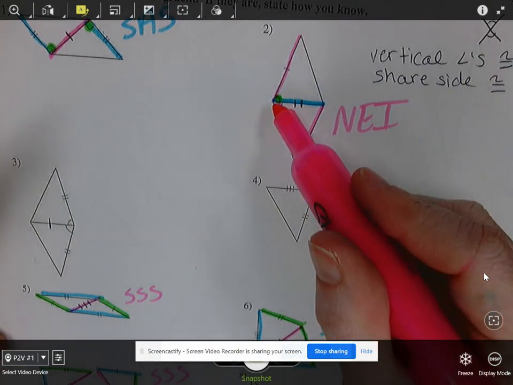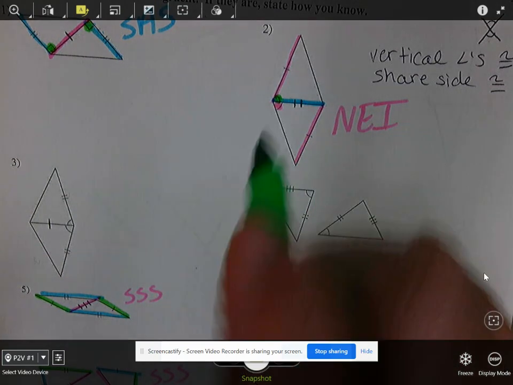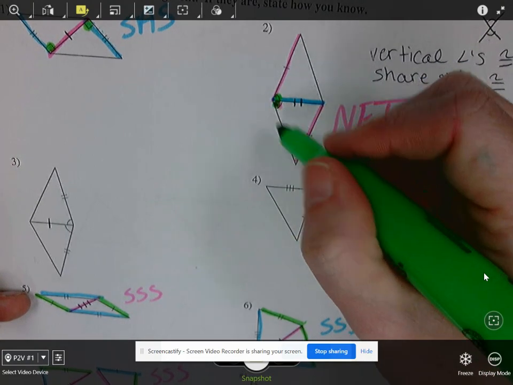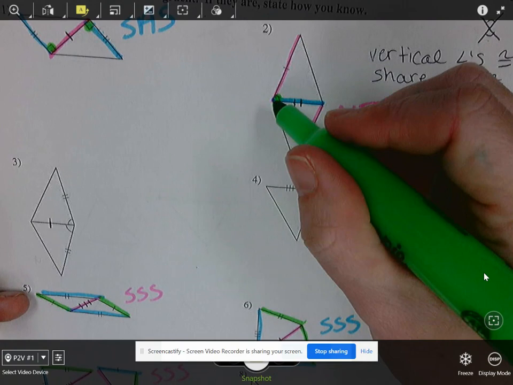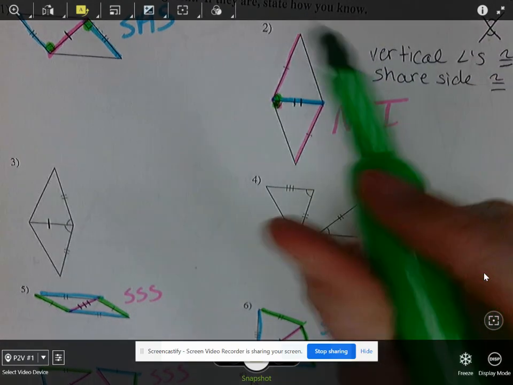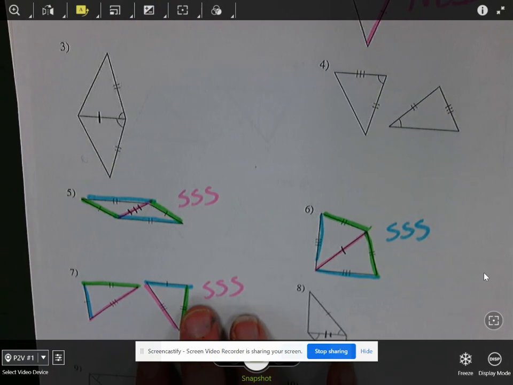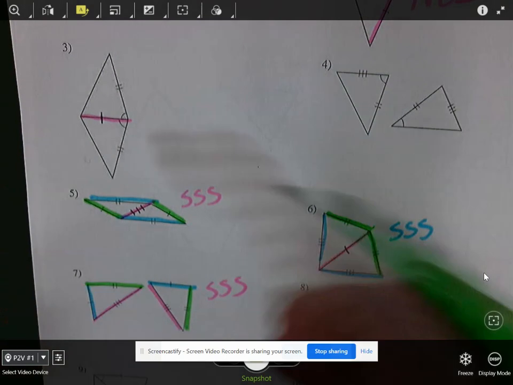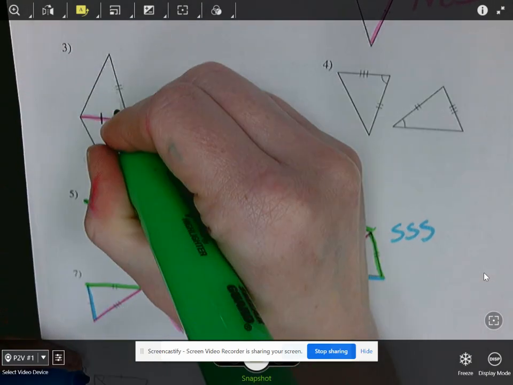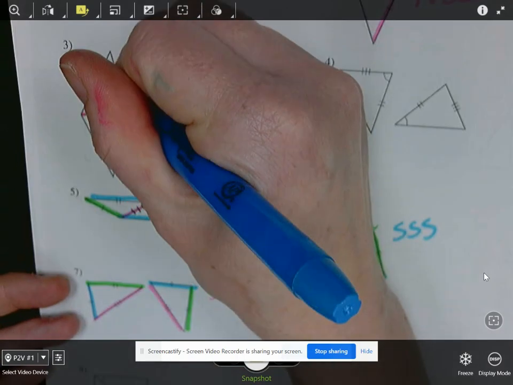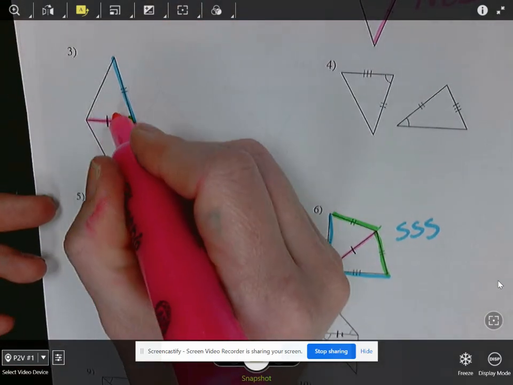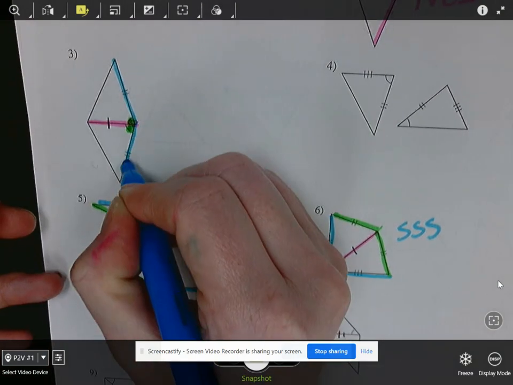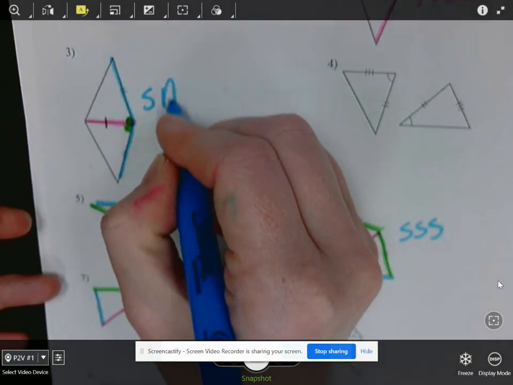And also, see how this angle here, I should have colored it green, sorry. See how it is not between the pink and the blue? See how it's down here on the side that's not been shaded in? Okay, so if it's beside the side that's been shaded in, it's not going to be side, angle, side. Okay, number 3. Side, angle, side, side, angle, side. So they're both side, angle, side, so I can use side, angle, side on number 3.